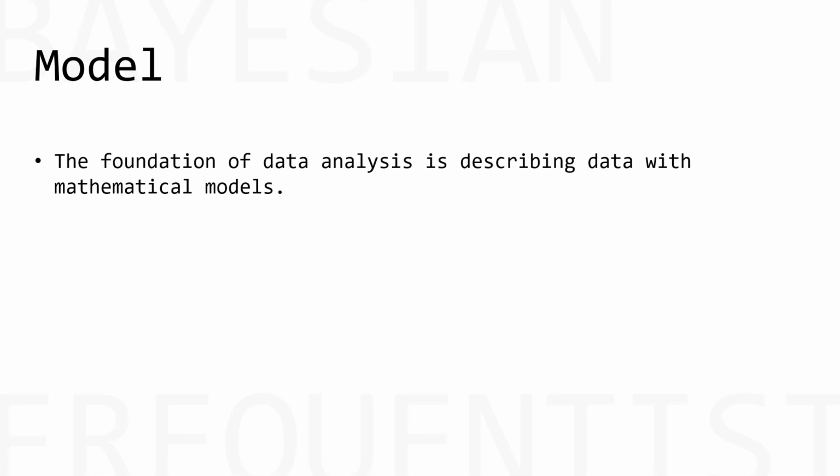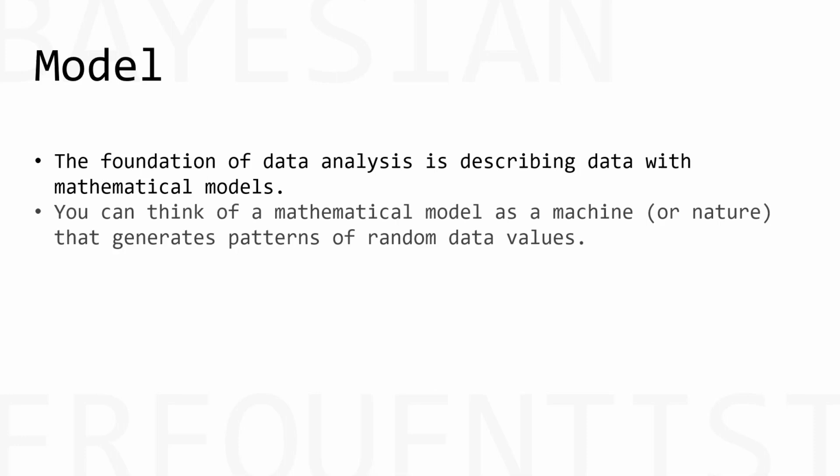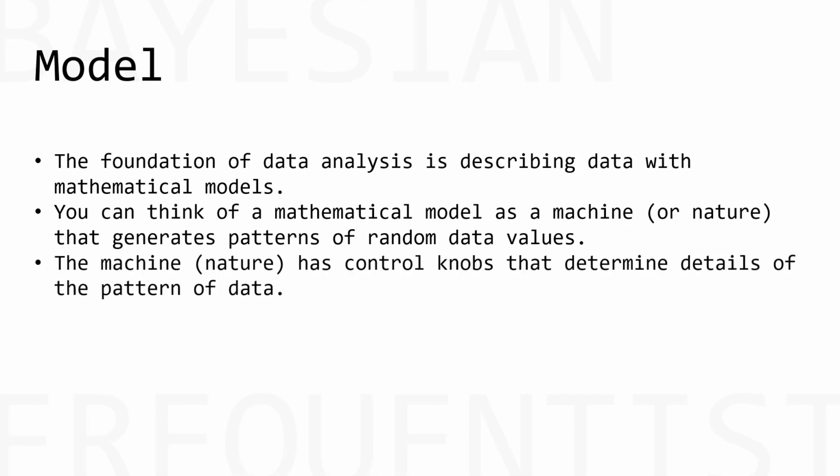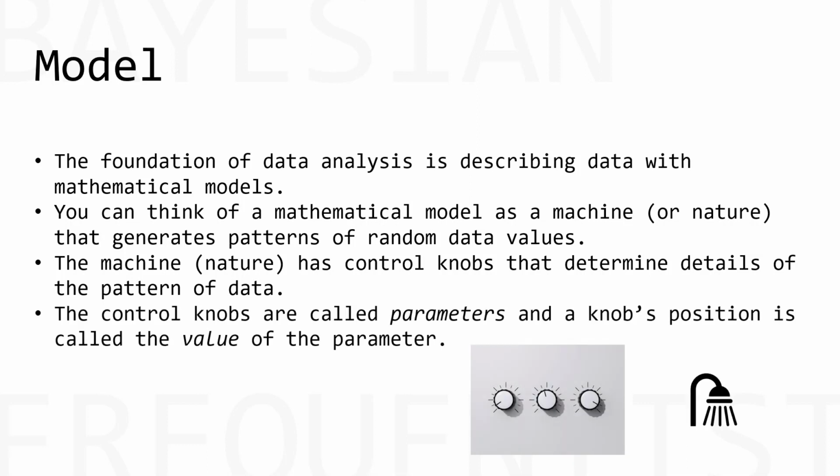The foundation of data analysis is describing data with mathematical models. You can think of a mathematical model as a machine or nature that generates patterns of random data values. The machine or nature has control knobs that determine details of the pattern of data. And these control knobs are called parameters. And the knob's position is called the value of the parameter.